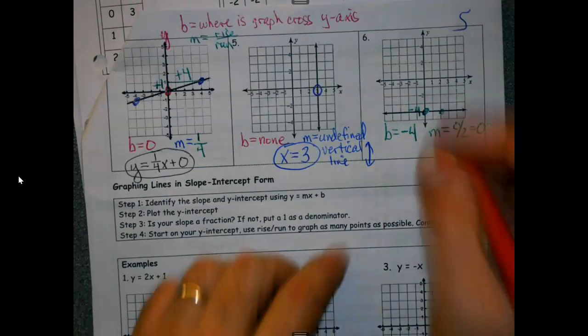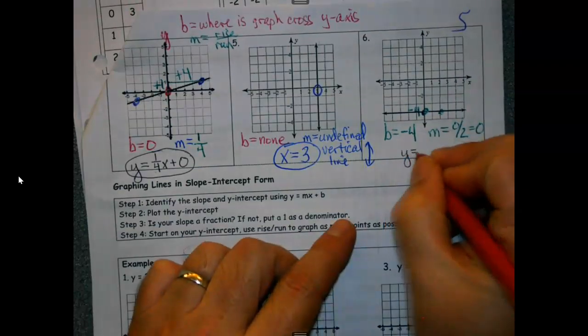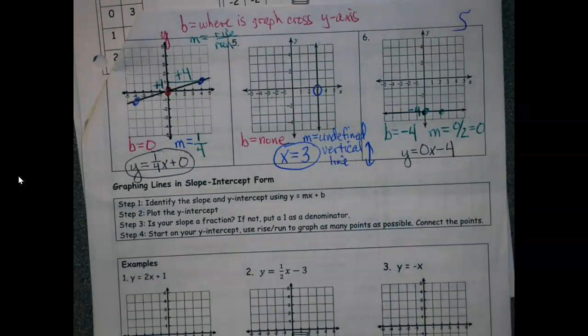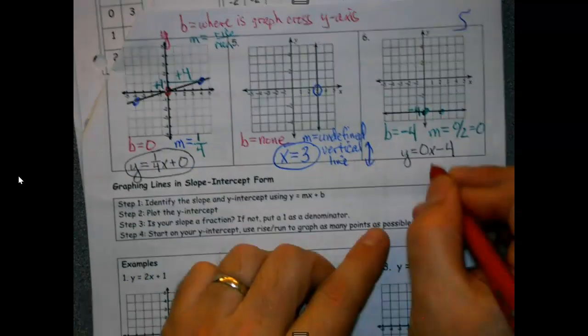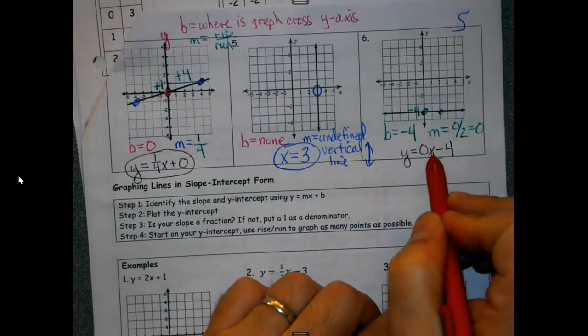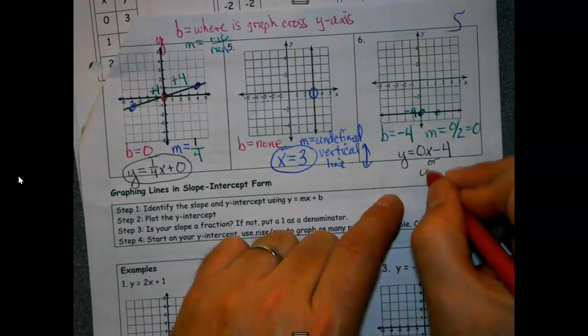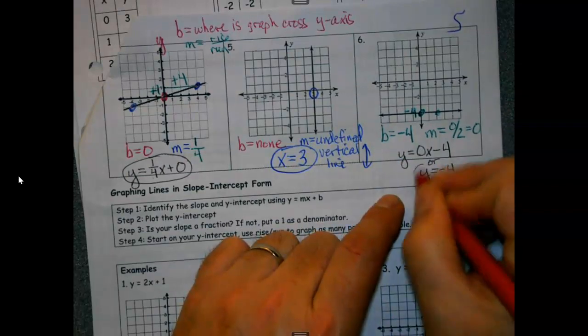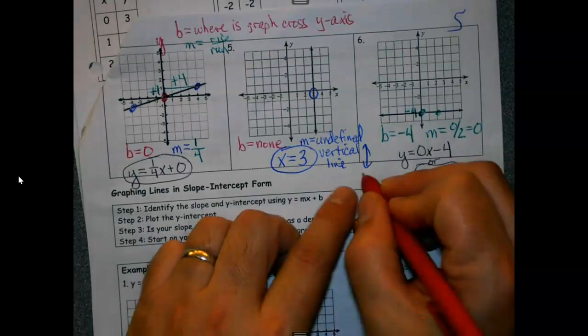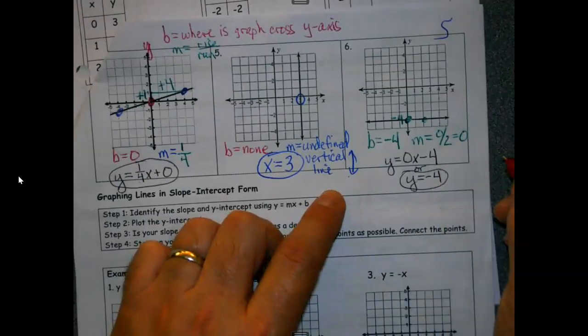If I went to plug that in to y equals mx plus b, I'm fine with you doing it that way, but I will warn you, what's 0 times anything equal? 0. It's like it's gone. Y equals -4 would be a better answer, a more simplified answer, but I'm not telling you that you would have to do it.